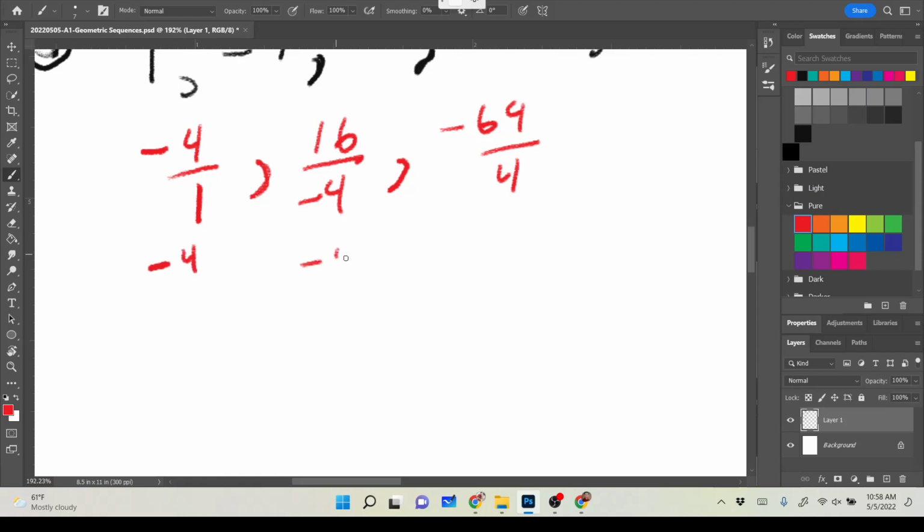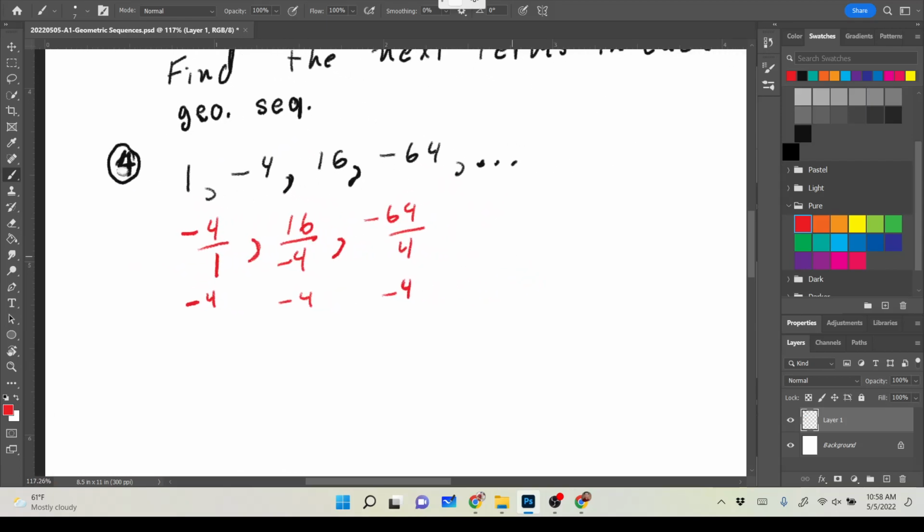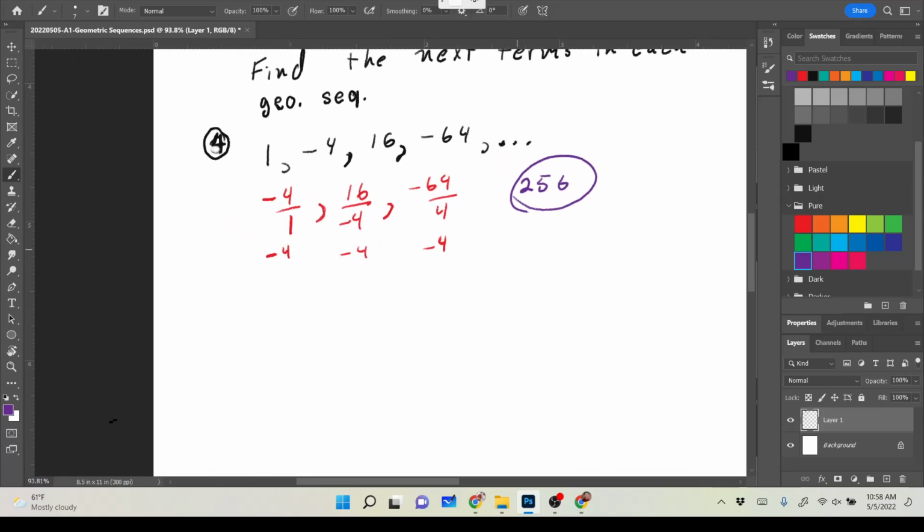So to get to the next one, what would you do? Multiply times -4. And you would end up with what answer? Positive 256. How are we doing? Let's do another one. Example 5.